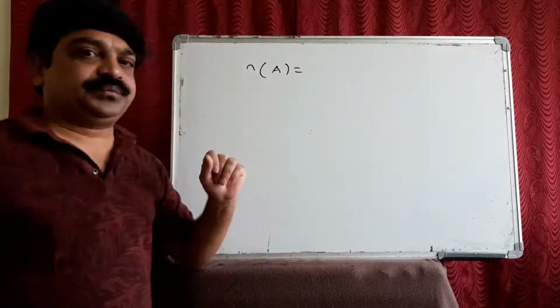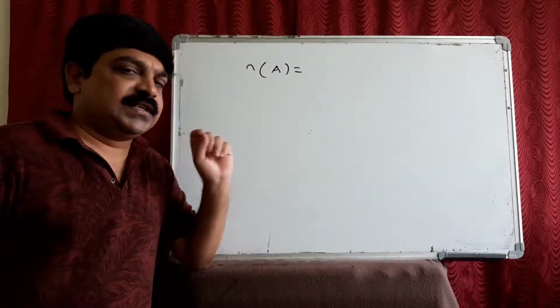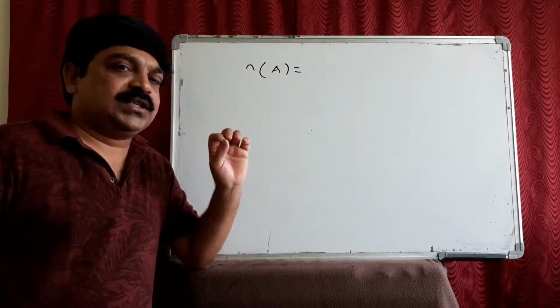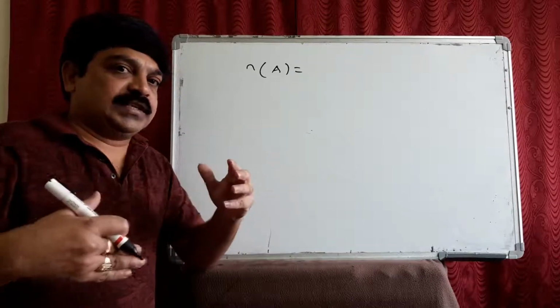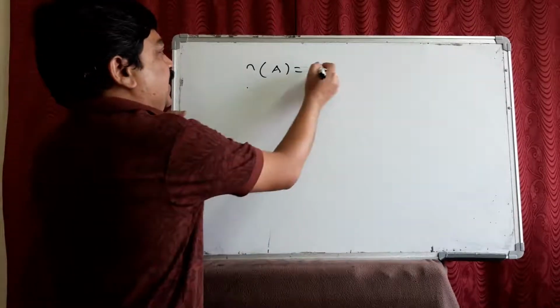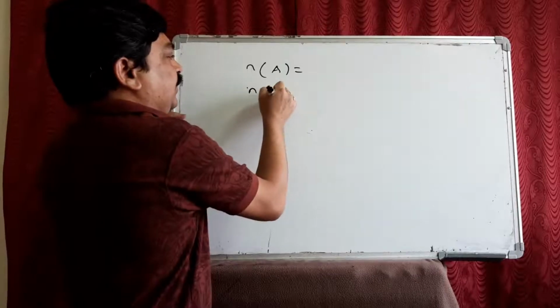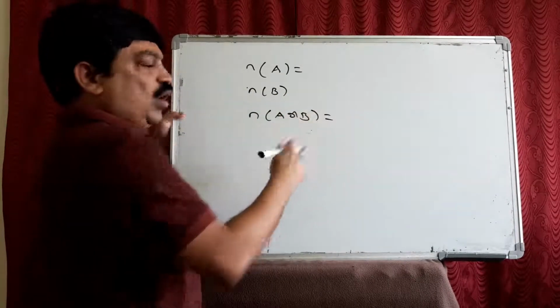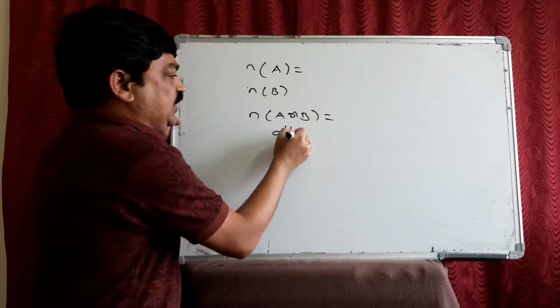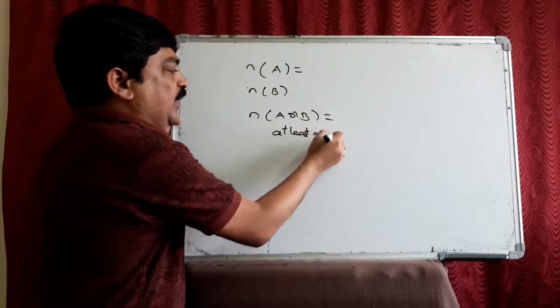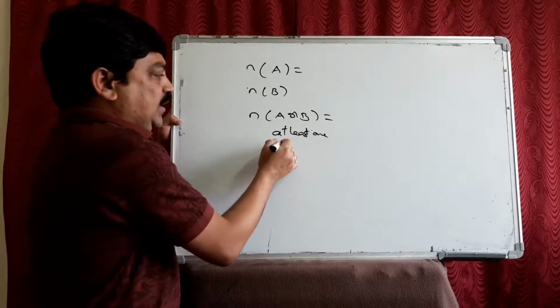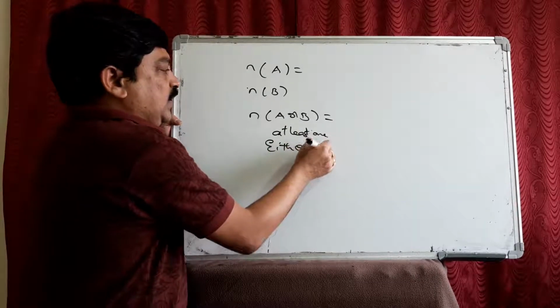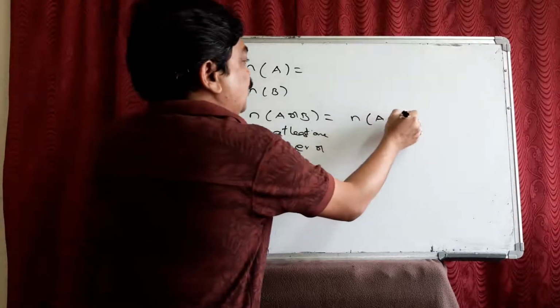N of A, the number that represents the set A, number in the sense not the elements, number of elements in the set. And n of B is the number of elements in the set B, and n of A or B is taken as A or B or at least one of them, either or, can be written as n of A union B.